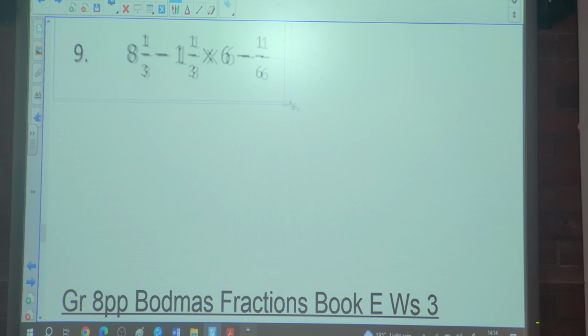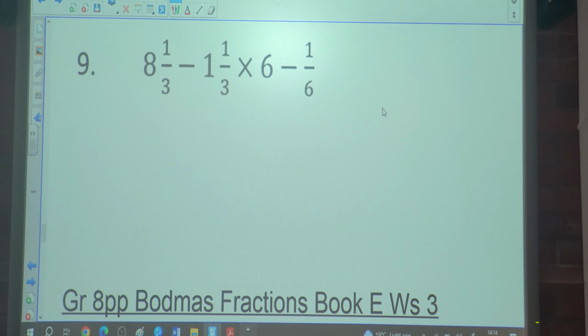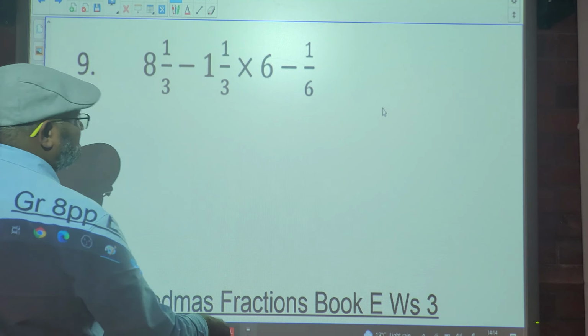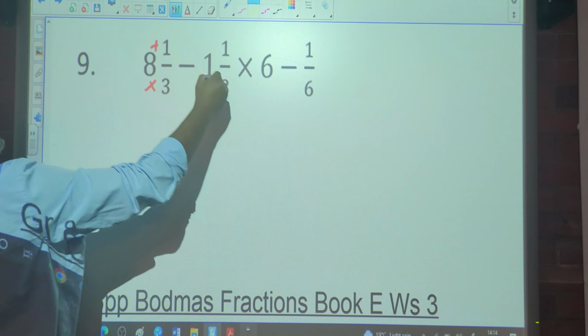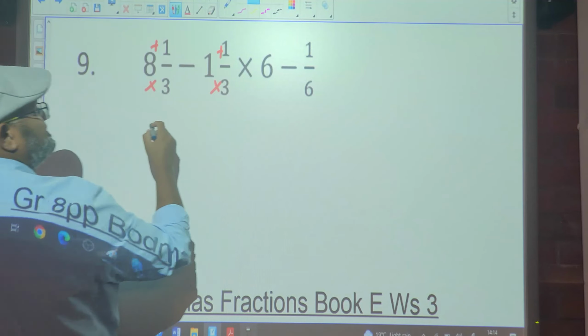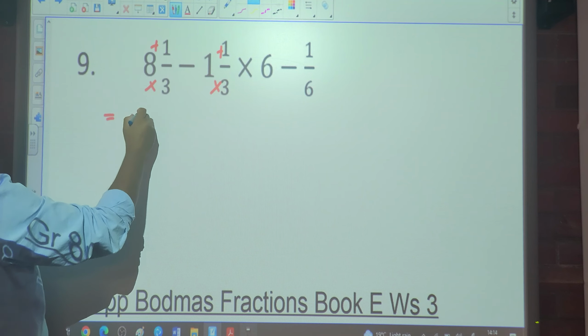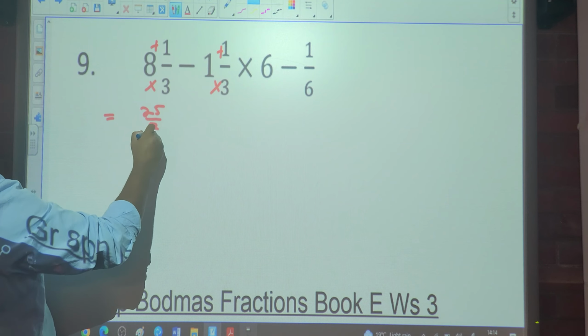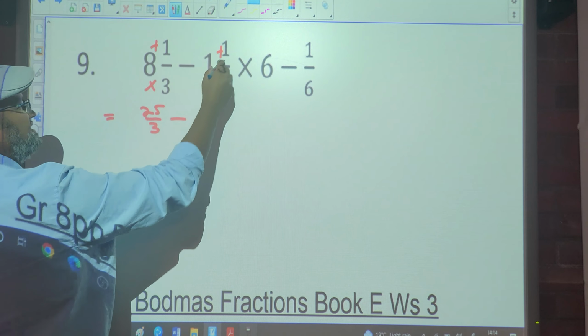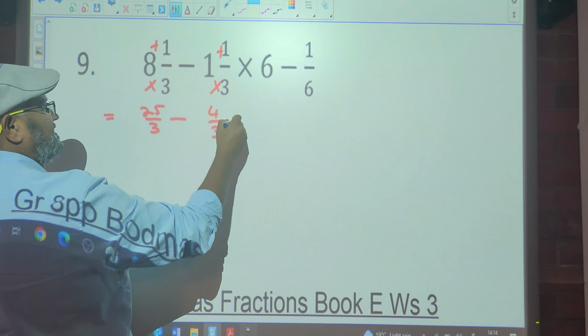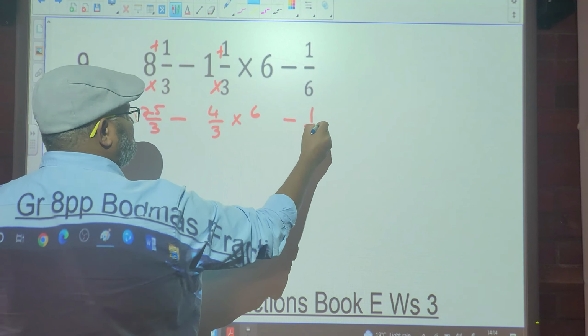Look at number 9. So here we must change everything to improper fractions. So that's going to give you 8 times 3 is 24 plus 1 is 25 over 3, minus 1 multiplied by 3 is 3 plus 1 is 4 over 3, multiplied by 6, minus 1 over 6.